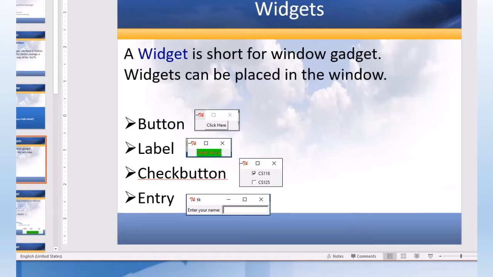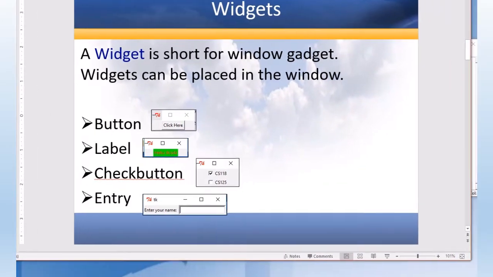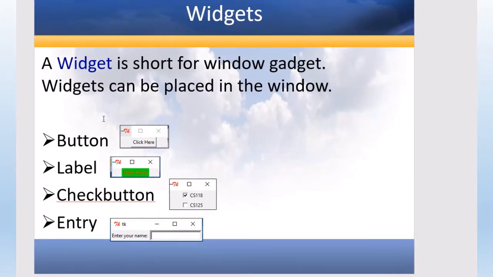Okay, there are a few other widgets we can use besides the label. We could have used the button, and if someone clicks on it, there's an associated function that'll run. Check buttons, entry, you can go ahead and click in there and type multiple words inside of that box. Widget is short for window gadget, and they can be placed inside of the window.